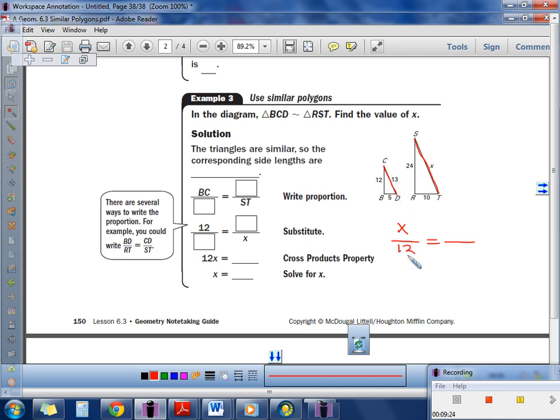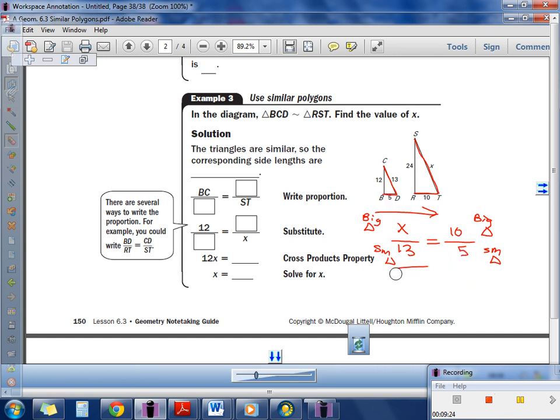CD, which is 13. So what I've just done is I did the big triangle on top and the small triangle on the bottom. I'm going to keep that the same over here. So I'm still going to have big triangle and then small triangle. What is another number from the big triangle? 10. And what's another number that matches with 10 on the small triangle? 5.